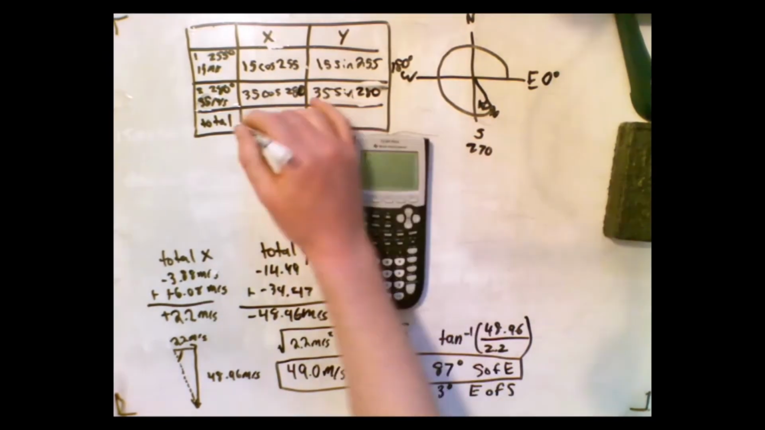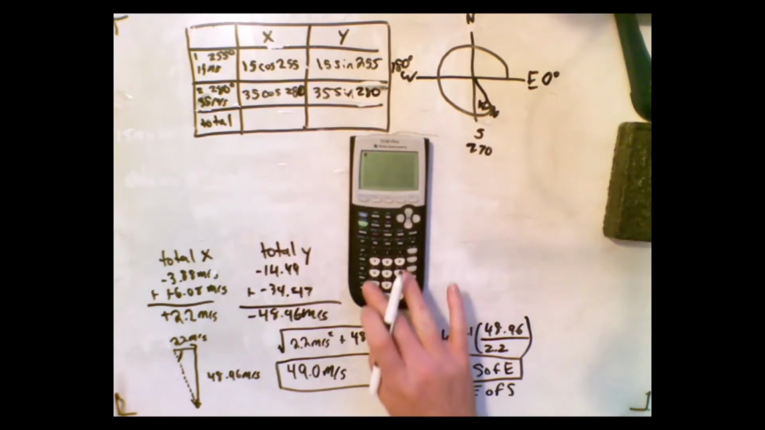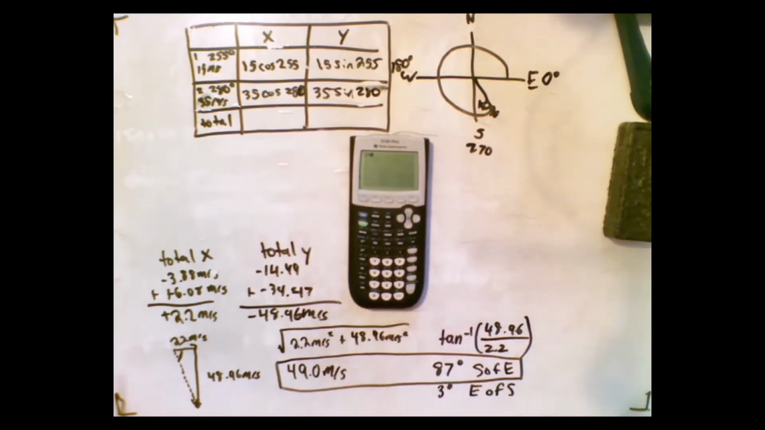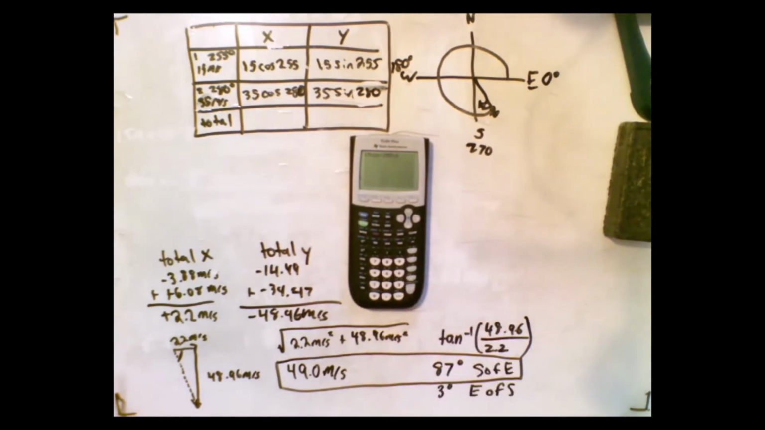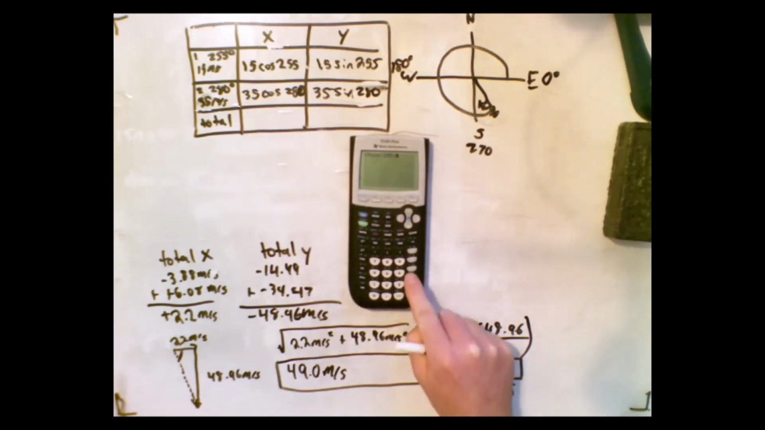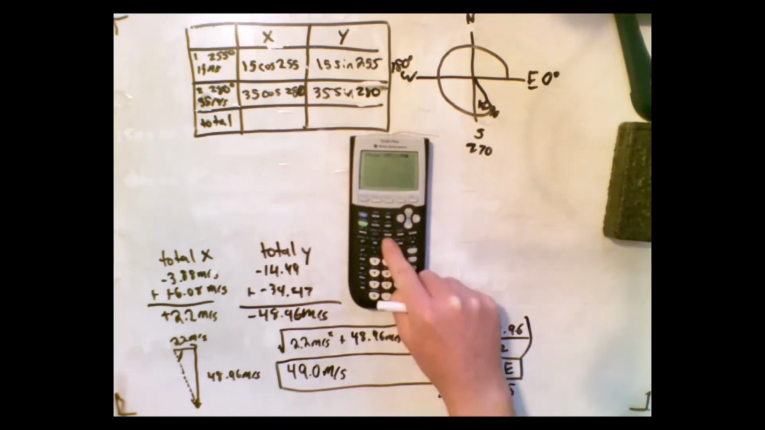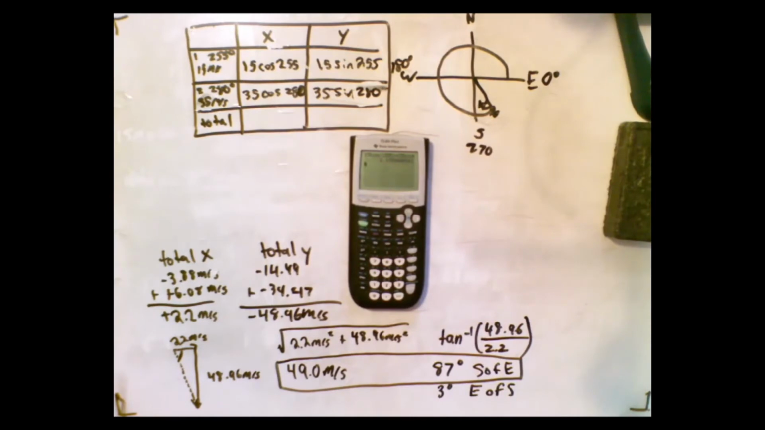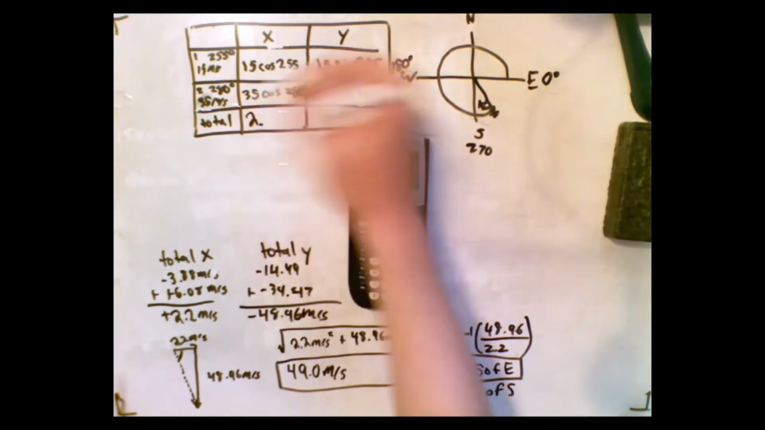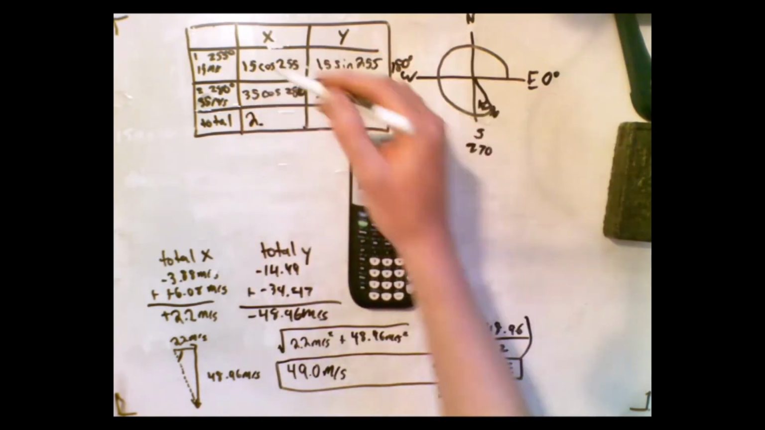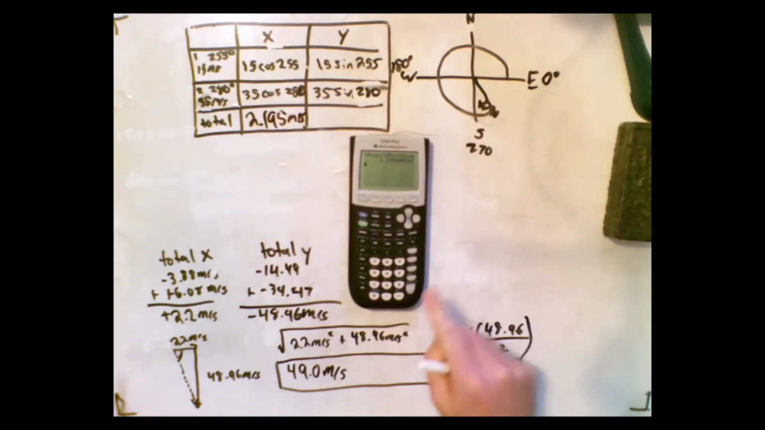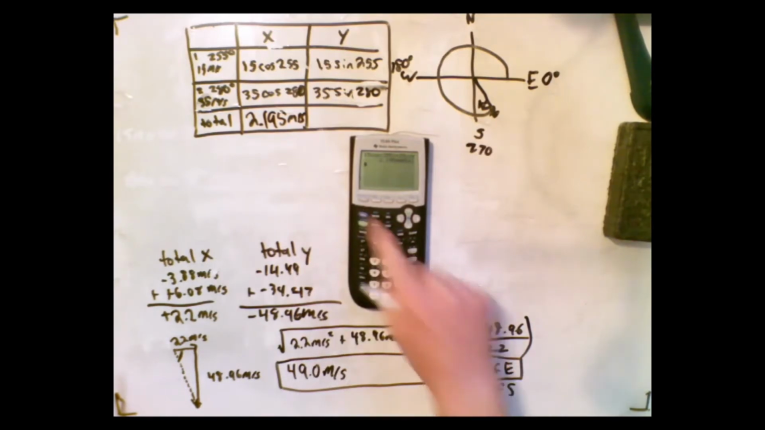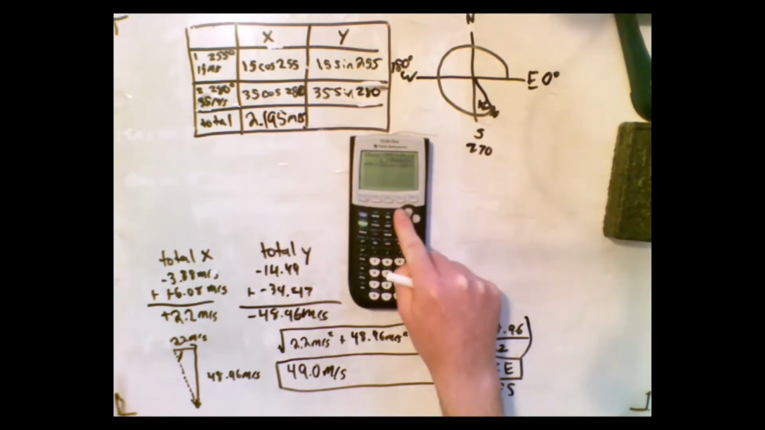So what I want to do to find my total is I just want to add these two numbers together. So I'm going to go 15 cos 255, close my bracket. You can kind of see that in my calculator. And then I'm going to add it to 35 cos 280. Make sure you're in degree mode. And we end up getting 2.195 meters per second. And then a little trick here is if you push second enter, it'll type in the same thing that you just typed in.